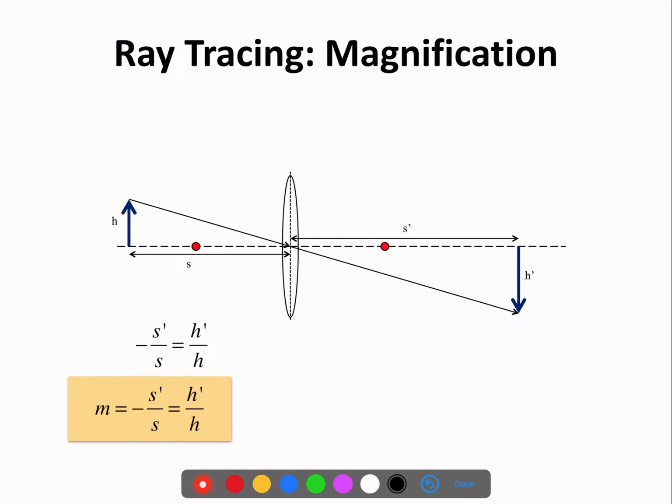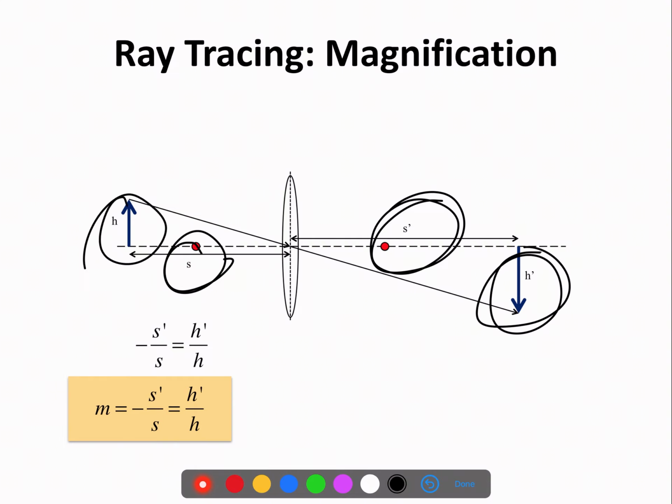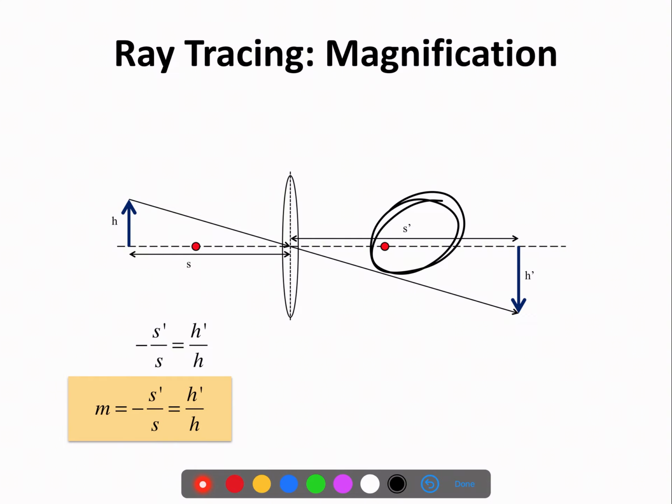And the reality is when you're doing these types of experiments, usually S and S prime are much bigger than H and H prime. So when you're doing this in an experimental setting, measuring S and S prime should be a lot more accurate than measuring H and H prime if you're dealing with very tiny images. Think about a microscope, right? Figuring out the magnification of a microscope, it's going to be much harder to measure these tiny images.